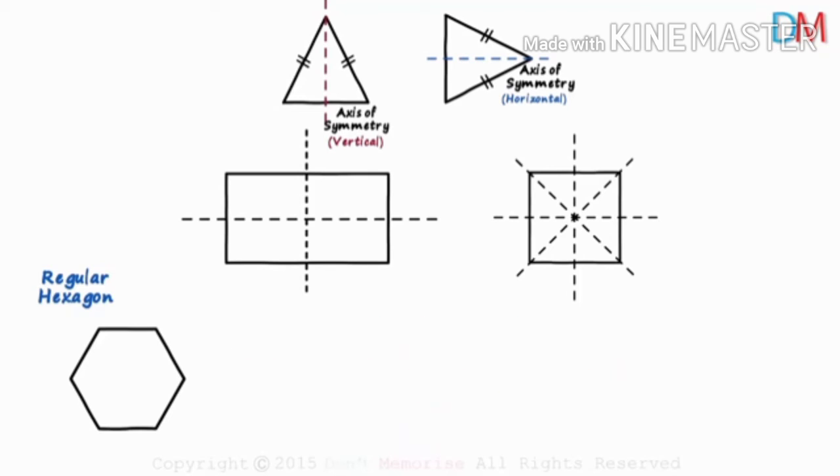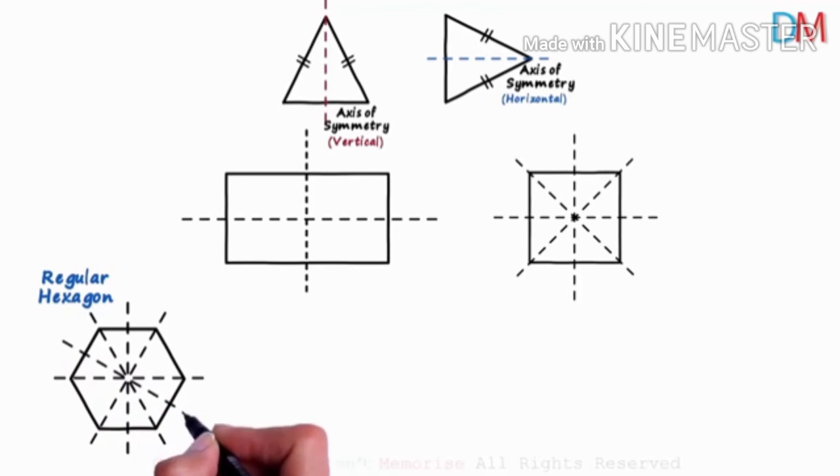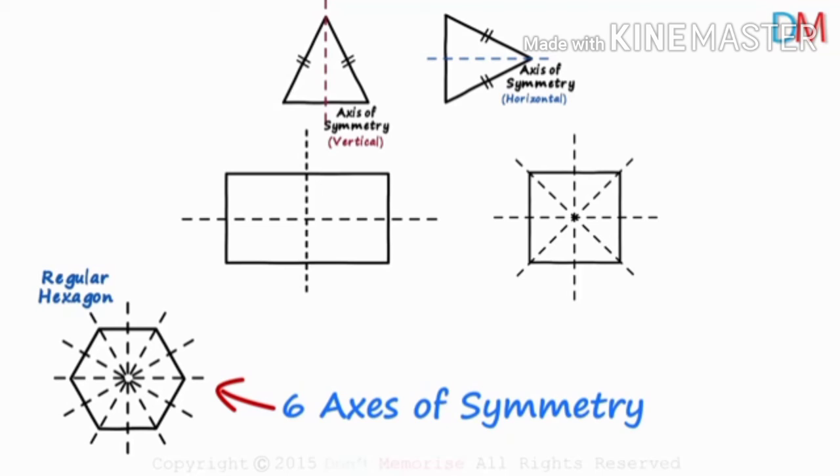Okay, let's see. The horizontal and the vertical ones are obvious. These two diagonals would also be the axis of symmetry. Do you think there are any more? Yes, the line joining the midpoints of these two sides. And the line joining the midpoints of these two sides will also be the axis of symmetry. Folding the figure along any of the lines will give us matching parts, 6 in all.